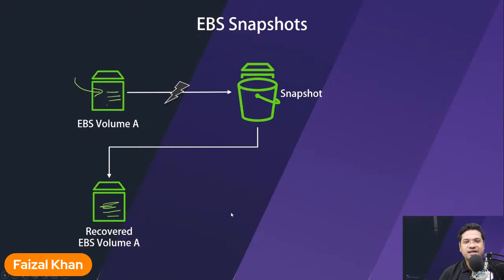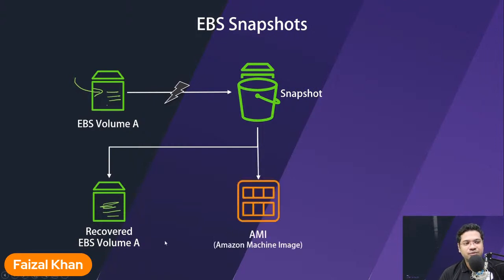So instead of just creating additional volumes, I will create something called an AMI or an Amazon Machine Image. So this AMI is a reference to the snapshot. So the AMI itself does not contain anything. It's basically a reference to the snapshot that you created.